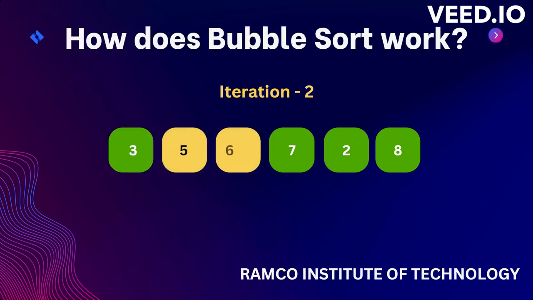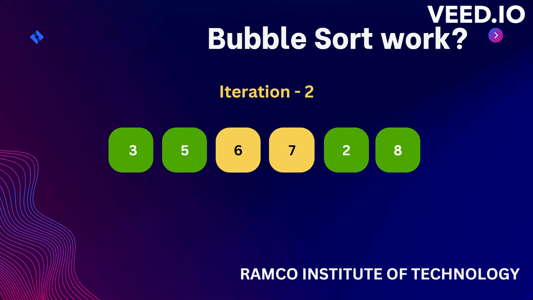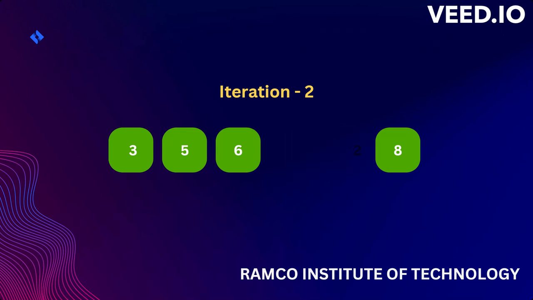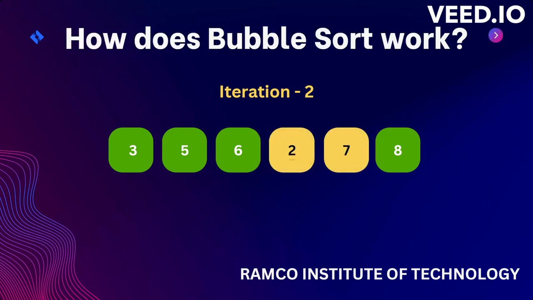Then the next two elements, that is 5 and 6, are compared. It is also in the proper order, so no swapping is required. Then the next two elements, that is 6 and 7, are compared. It is also in the proper order, so no swapping is required. Then the next two elements, that is 7 and 2, are compared. Here 7 is greater than 2, so swapping is needed. So 7 is replaced by 2 and 2 is replaced by 7.